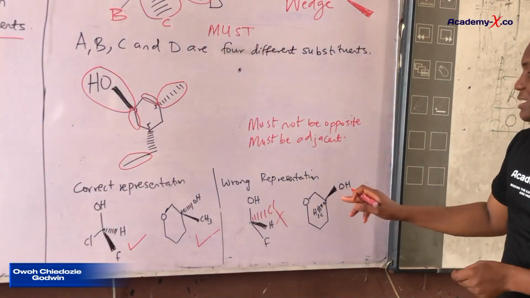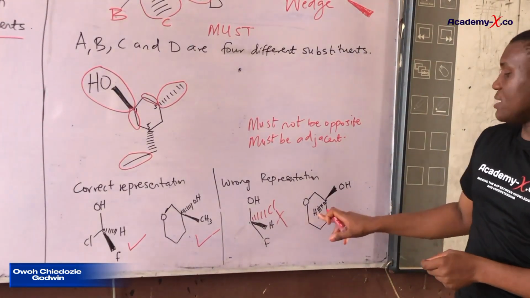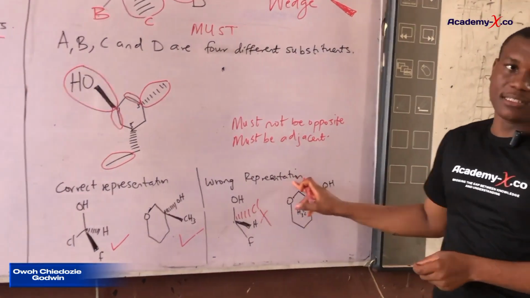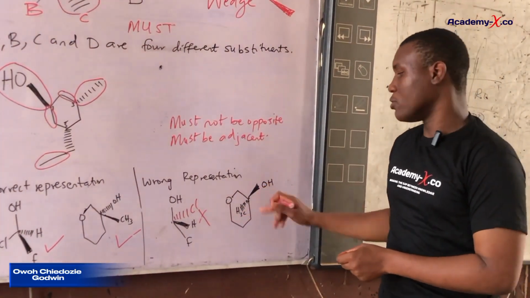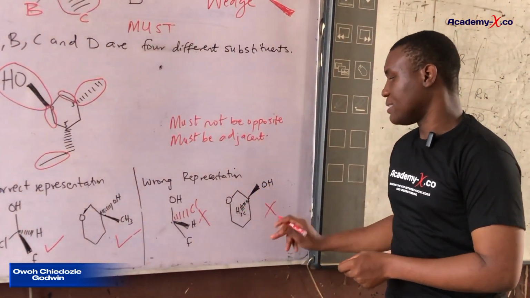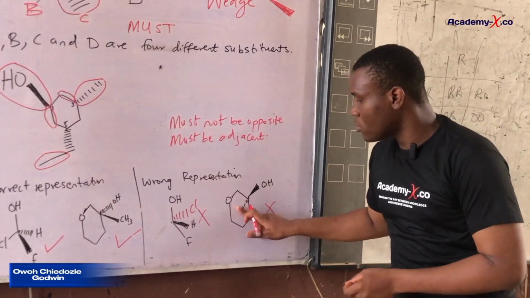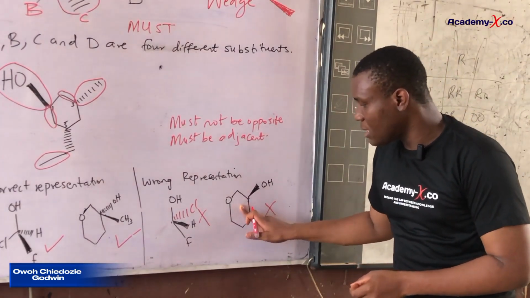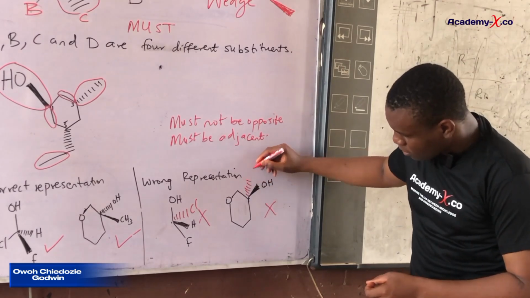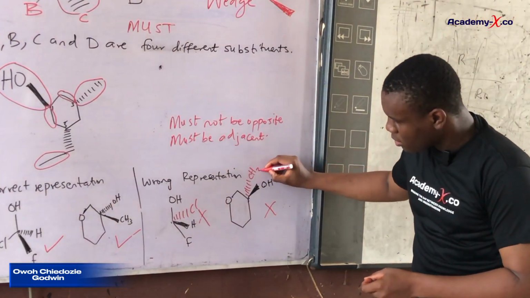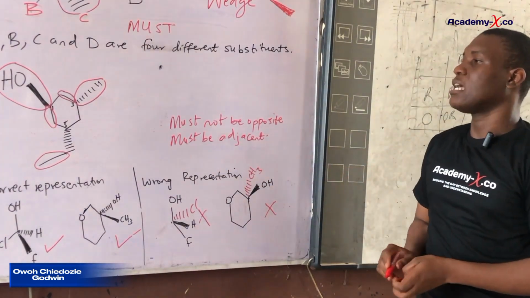So let us look at this. The methyl group is opposite the hydrogen group, and they are on hash and wedge bonds. So this is a wrong representation. If we want to draw this very well, we are going to clean this one that is opposite and draw a hash bond. So this is now the correct representation.